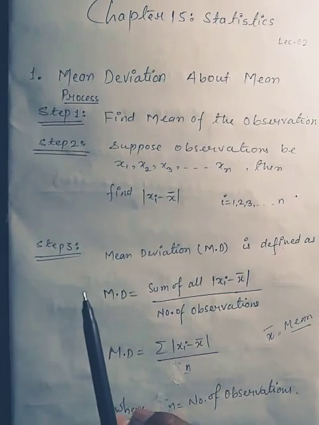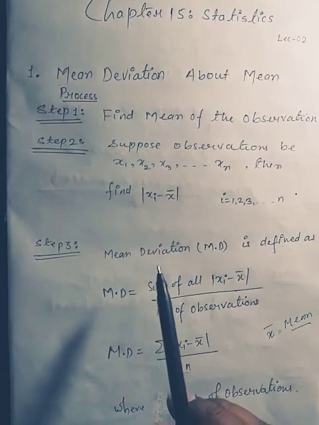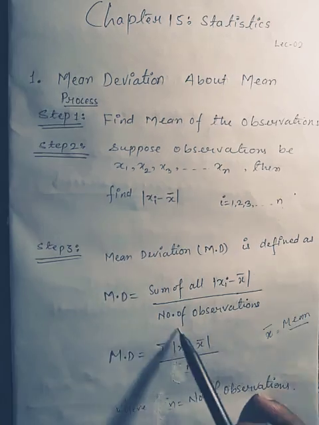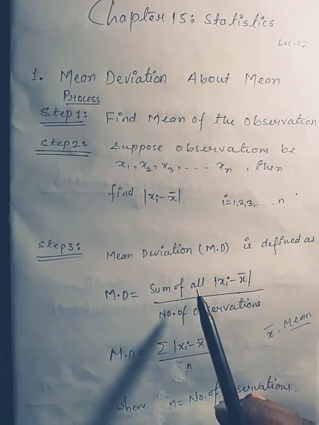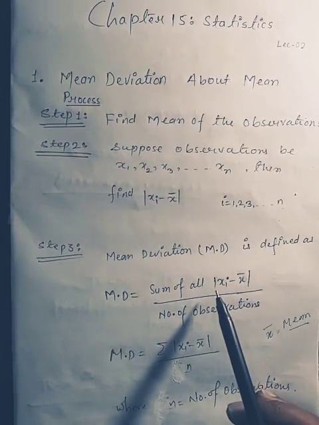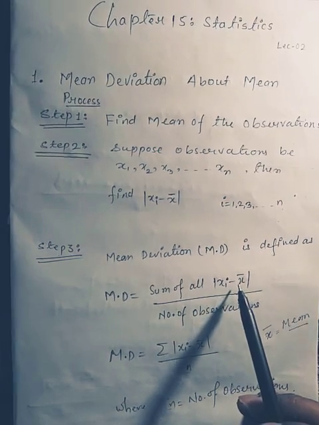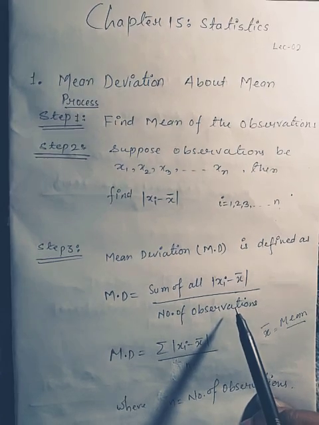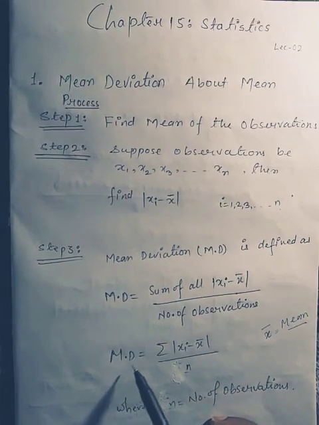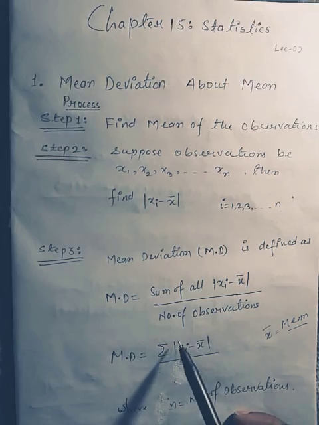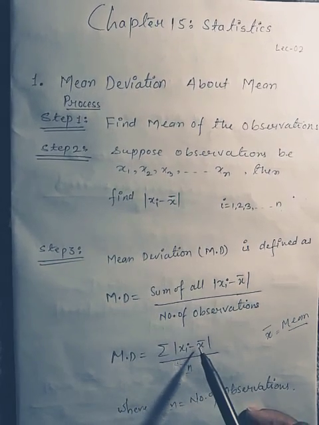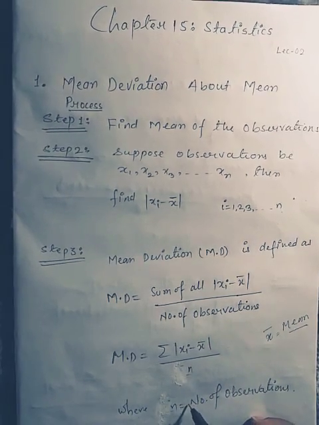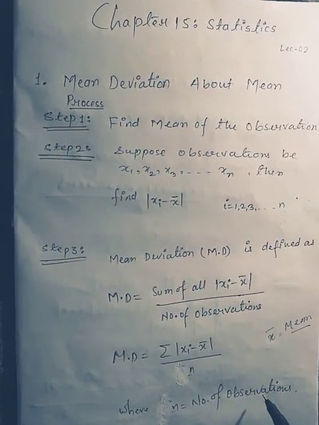Step 3, mean deviation is defined as sum of all mod under xi minus x bar by number of observations. That is, mean deviation is summation of mod under xi minus mean by n, where n is the number of observations.